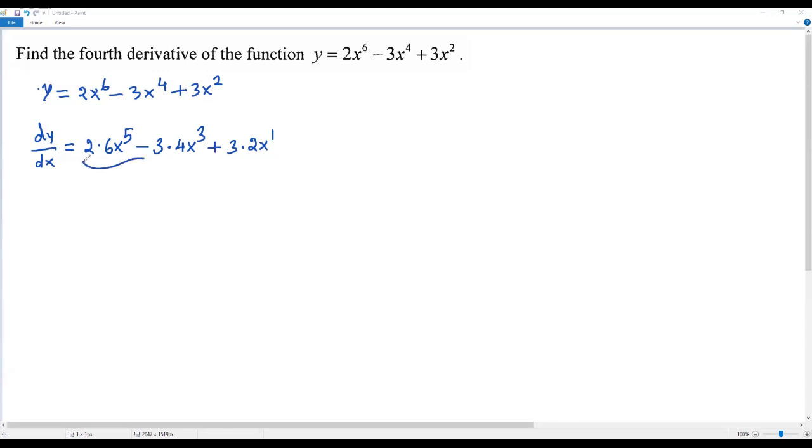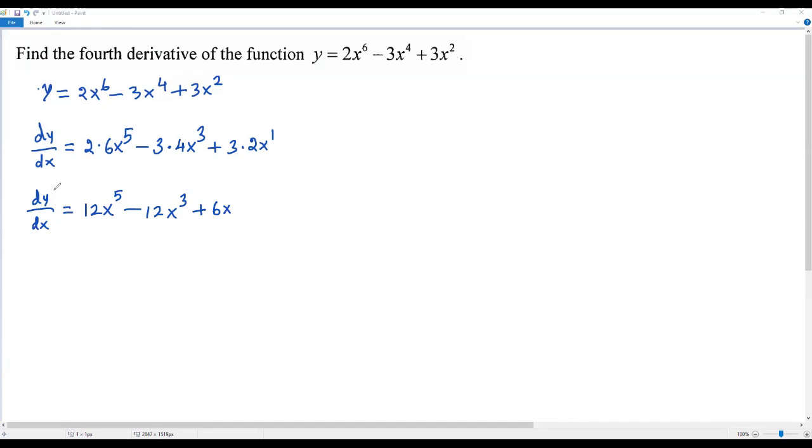Okay, now let's simplify. dy over dx equals 2 times 6 is 12x to the fifth power, negative 3 times 4 is 12x to the third power, positive 3 times 2 is 6, and x to the first power. x to the first power, we can just write x. Okay, now I got the first derivative. Now let me do the second derivative.